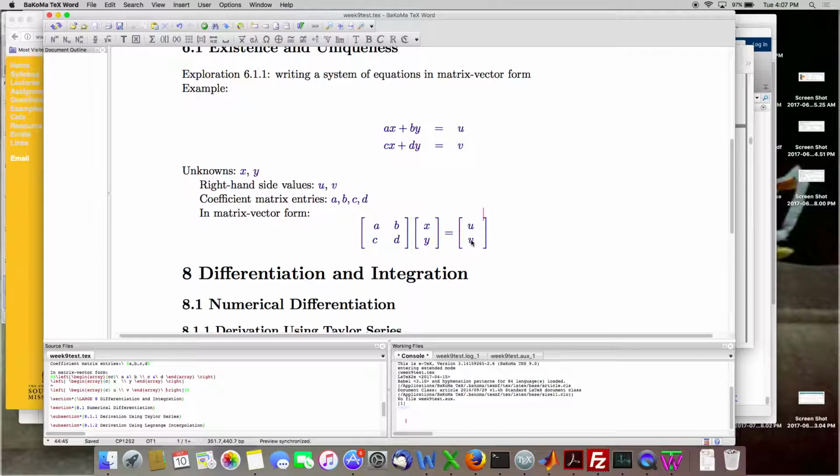So you may not be used to this if you haven't had linear algebra, or if you took linear algebra a while ago and then forgot it all. It only plays a limited role in this class, but this is just what I have in mind: writing a system down in this form.